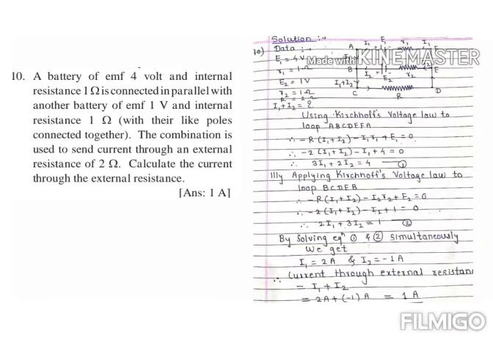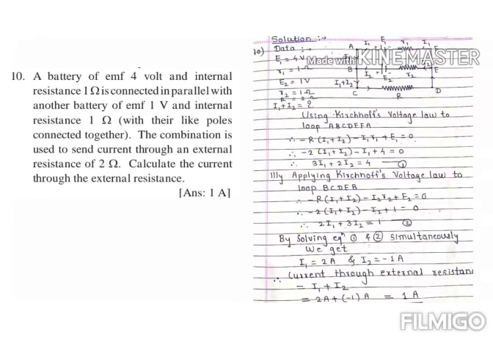Now, in the data, E1 is equal to 4 volt, R1 is equal to 1 ohm, E2 is equal to 1 volt, R2 is equal to 1 ohm, capital R, that is external resistance, which is equal to 2 ohm, and we have to find the value of I1 plus I2.